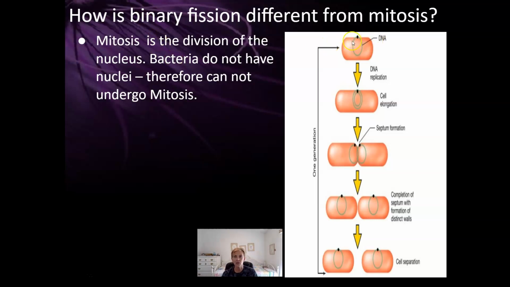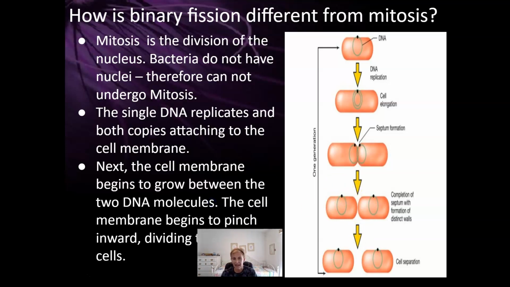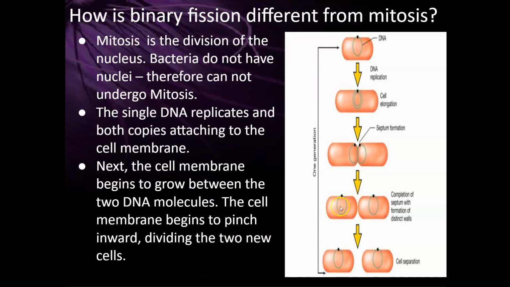Remember, they have a single circular chromosome. They duplicate that single circular chromosome. Each chromosome gets attached to a different portion of the membrane. And then as the cell grows and elongates, there's a division of the cytoplasm. And then whatever cell membrane that chromosome is attached to is the new daughter cell that it becomes part of.